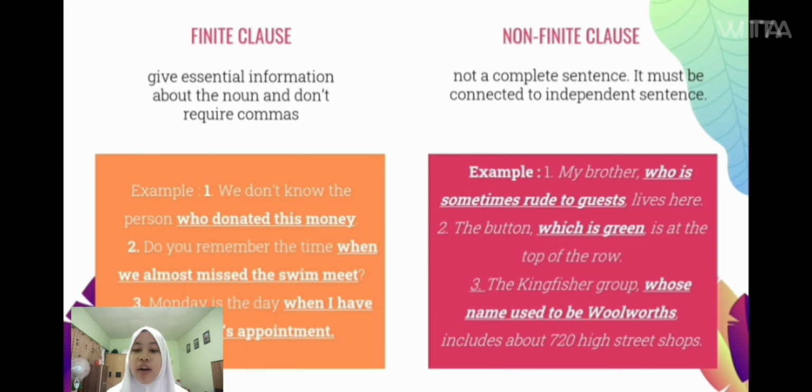And second, non-finite clause is not a complete sentence. It must be connected to an independent sentence. Example: first, my brother, who is sometimes rude to guests, lives here. Second sentence, the button, which is green, is at the top of the road. The third, the Kingfisher Group, whose name used to be Woolworths, includes about 720 high street shops.